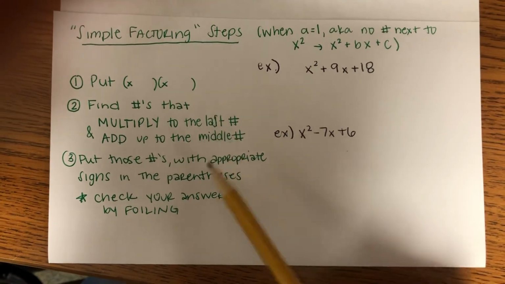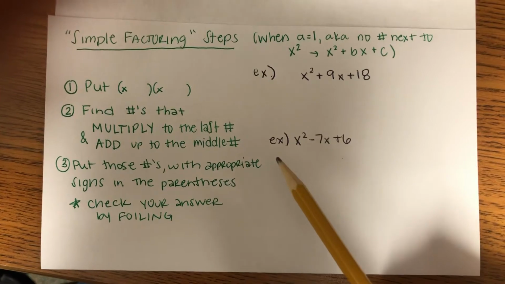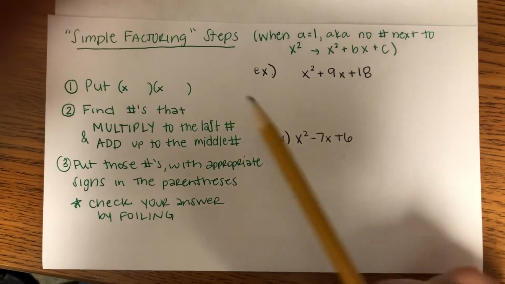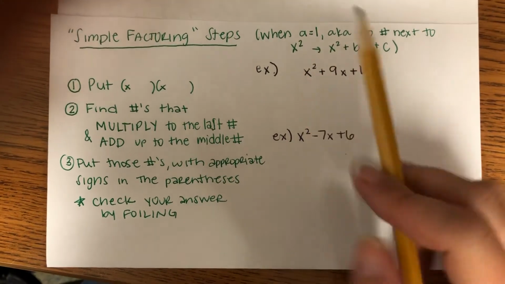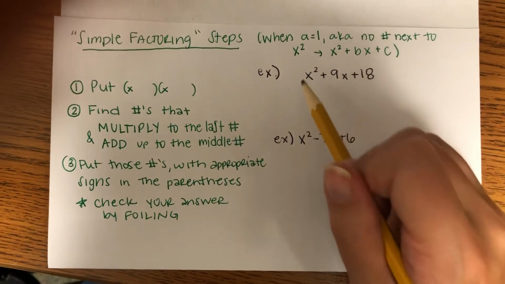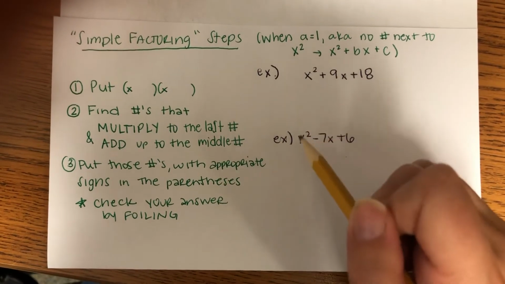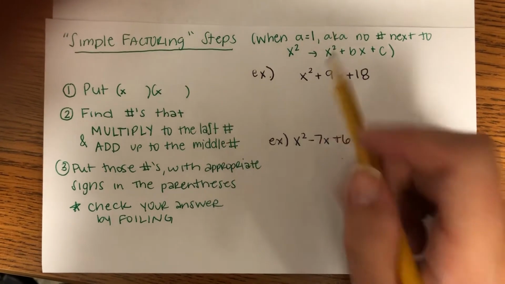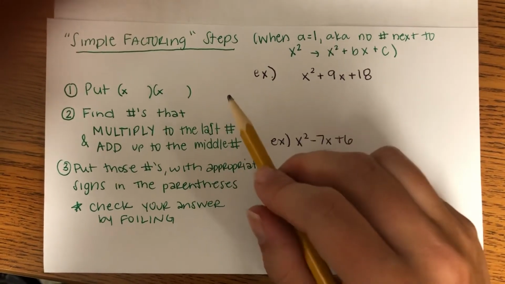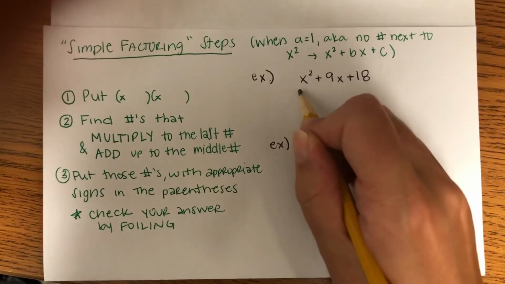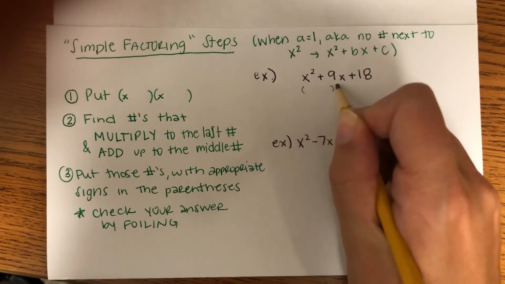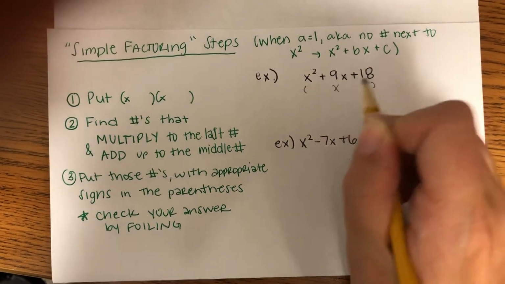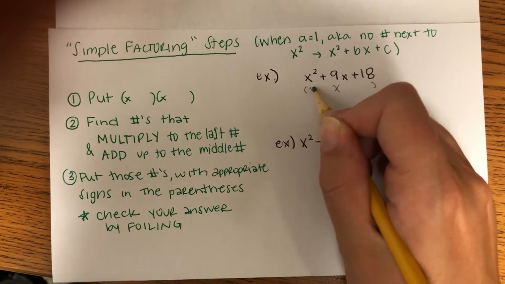I'm going to go through these as I do these examples, which is what you should do as you get used to this each time: say the step and then do the step. First off, I recognize that both of these examples don't have a number next to x squared, and that means I use simple factoring. So step 1 says put parentheses and then put x and x.